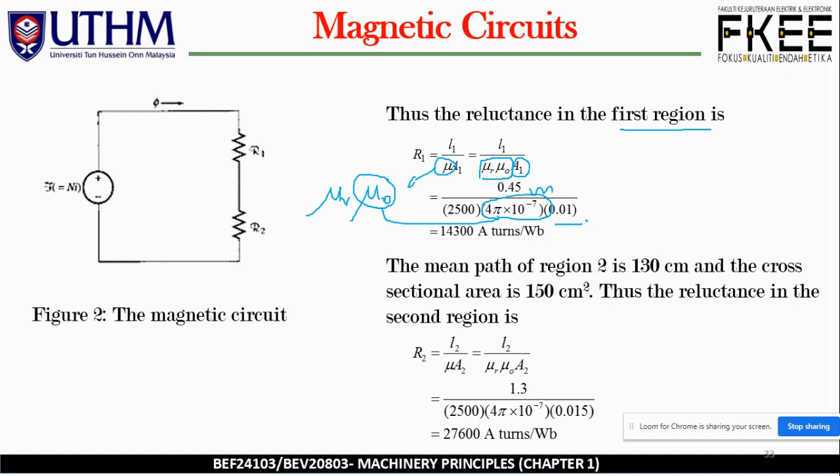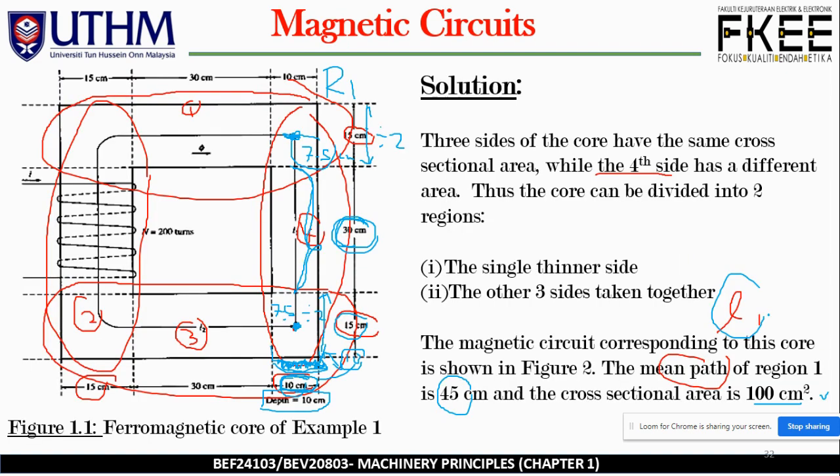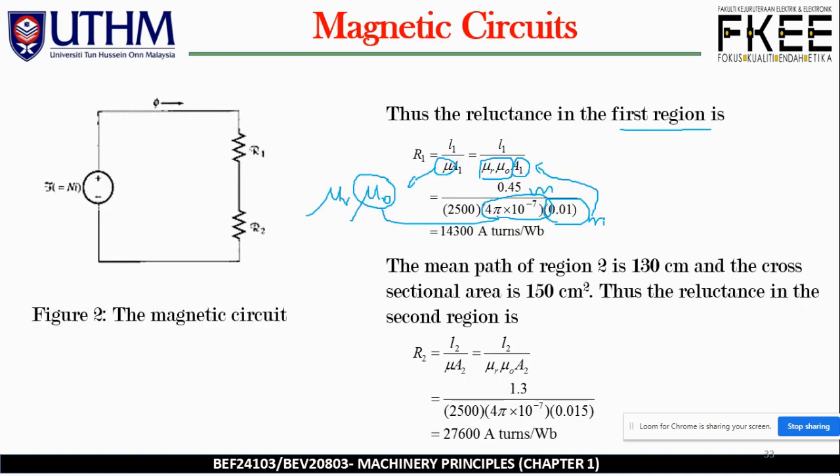And 0.01 is A1 in meter. This is taken from 100 centimeter square, so when you convert to meter you get 0.01 meter square. Don't forget to convert everything to meter as the SI unit. Then R1 gives 14,300 ampere per Weber. Next, the mean path length of region 2 is 130 centimeter and the cross-sectional area is 150 centimeter squared.